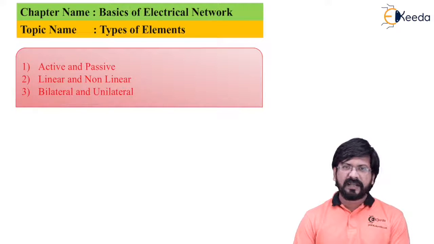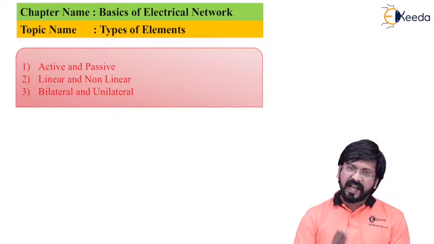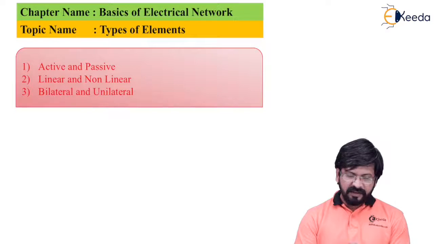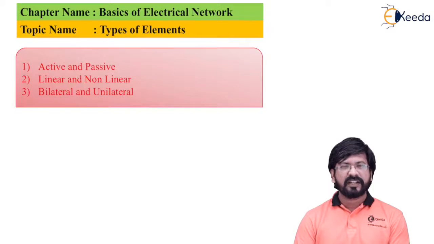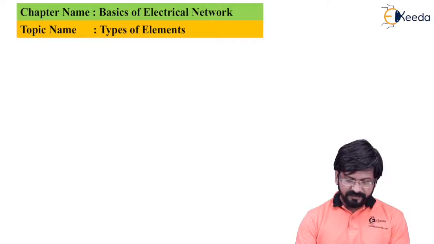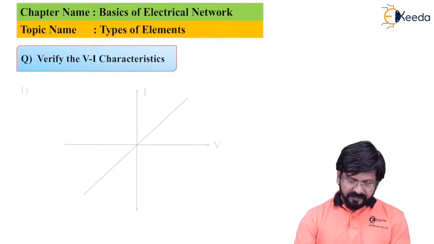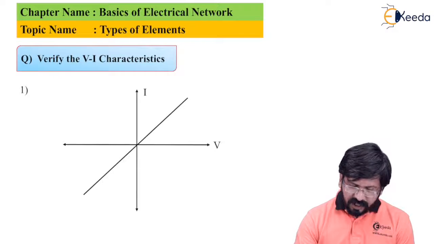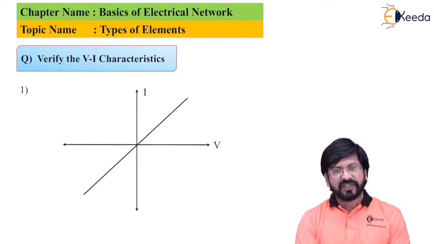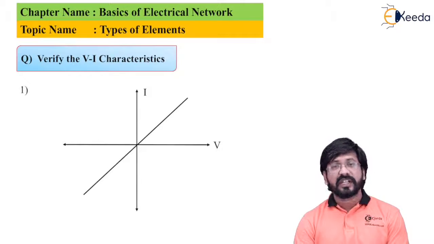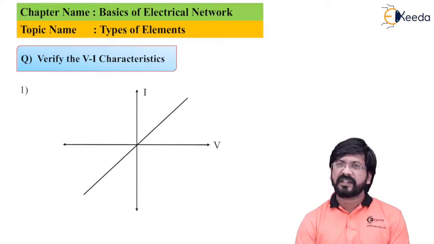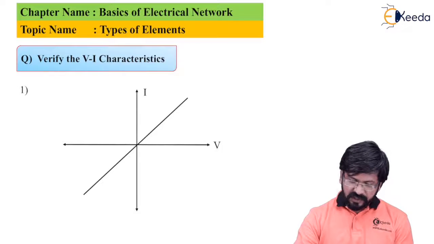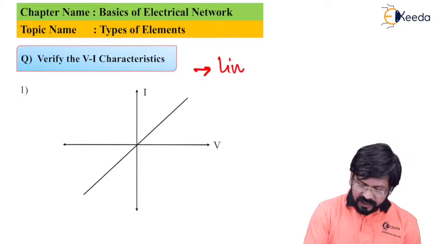Let us understand these types: linear, non-linear, active, passive, bilateral and unilateral in the problems. The first problem, now you see on the screen, is a straight line passing through the origin. If you remember, I told you whenever you see a straight line passing through the origin, then it is always a linear characteristic. So it is a linear characteristic.